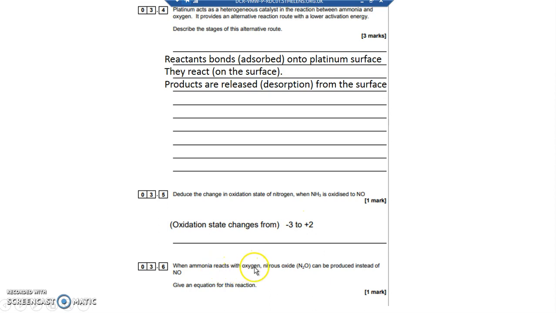When ammonia reacts with oxygen, nitrous oxide, N2O, can be produced instead of NO. Give an equation for this reaction. So I'll have ammonia and oxygen, making N2O. What else might be formed? Well, I've got some hydrogens and some oxygen, so it's a good bet it's water. And then I've got 2 N's here, so I need 2 NH3s. That makes 6 H's here, so I need 3 H2O's. 1 add 3 is 4 oxygen, so I need 2 O2.